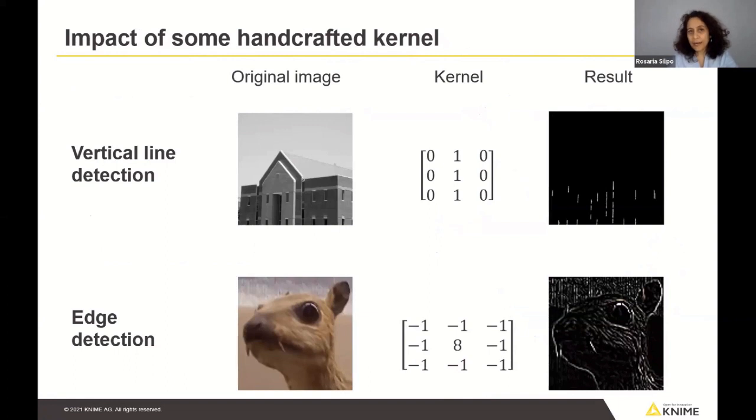So let's see what these kernels do. Those are handcrafted kernels, just to show you an example. If we use this kernel here, the 0 and 1 kernel, to process this image with the houses, then the result we can see is the detection of the vertical lines in the image. In the second case, if we use this kernel with the 8 in the central place to convolute the image of this animal here, then we can see that the result is an edge detection. So that's to say that each kernel has a specific role in the feature extraction from an image.